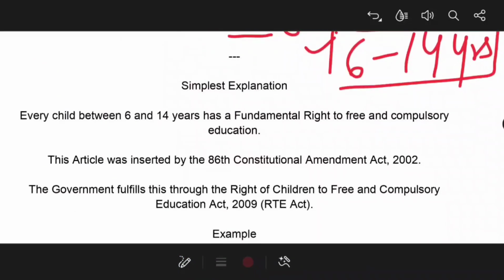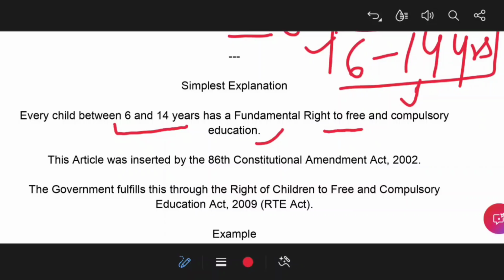Now let's suppose there is a child whose age lies between 6 to 14 years, then that child has a fundamental right and can demand free and compulsory education, because obviously it is their right. The government will provide them with zero cost education. Even uniforms, books and bags are provided by the government. So if a child comes under this eligibility criteria, then the government will provide free and compulsory education.